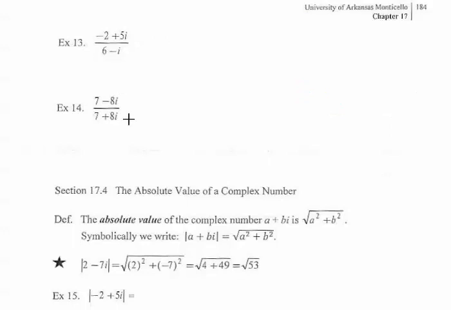Alright, here's another one to work out. Okay, on the top we have 7 minus 8i divided by 7 plus 8i on the bottom. So we're dividing complex numbers, and all we need to do is take the denominator off to the side, write down its conjugate, and multiply the top and the bottom.